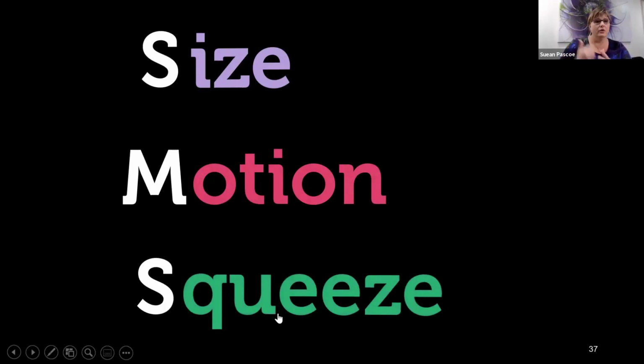If we can work through those three things, like send an SMS, check the size, motion and squeeze, that can start to help us define what's going wrong and what the problem might be.